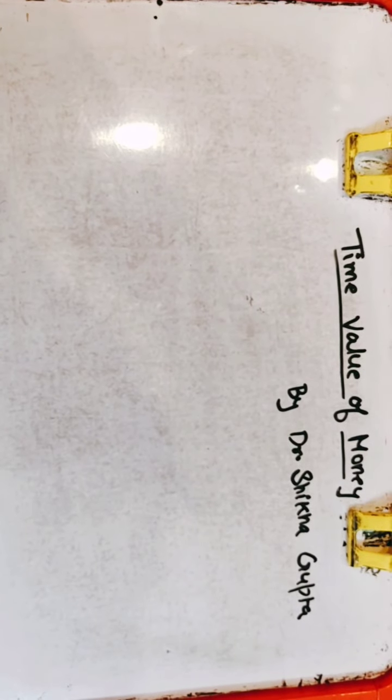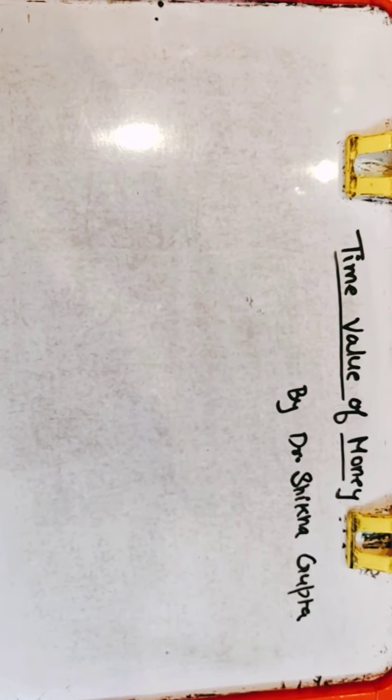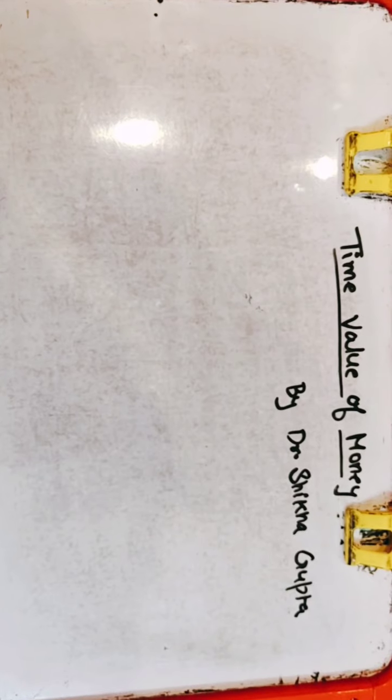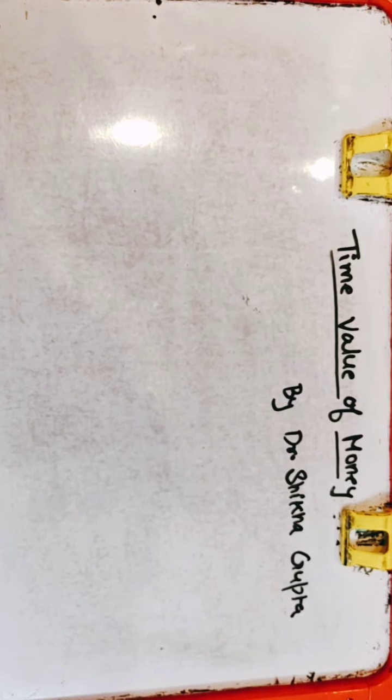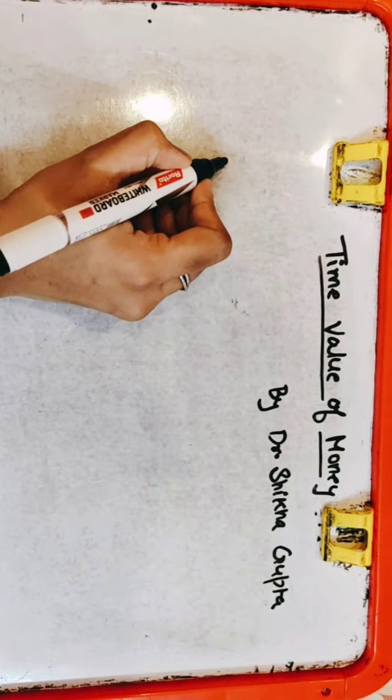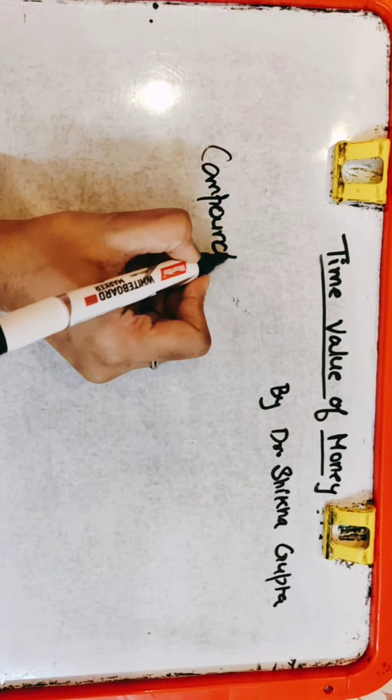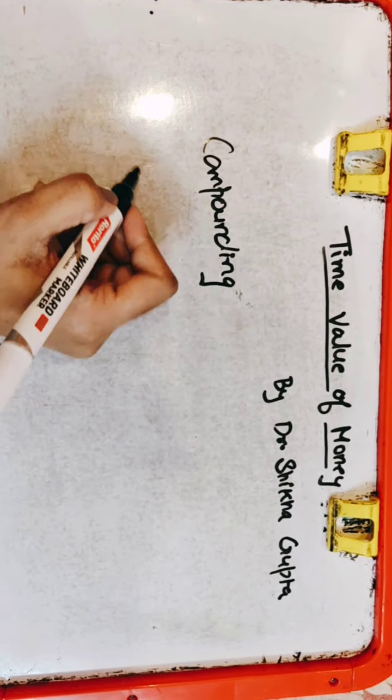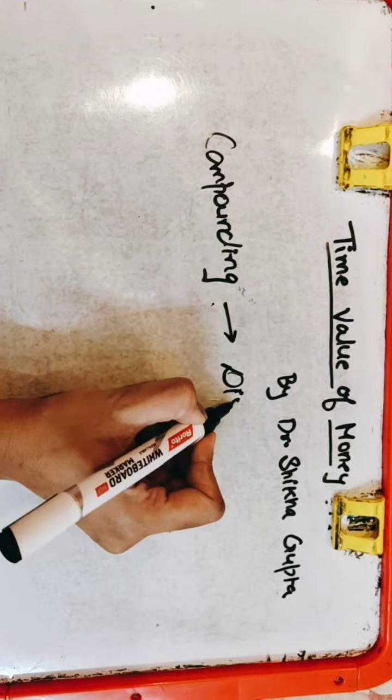Viewers, welcome back to my channel, and today we are going to take one of the important topics of financial management, that is time value of money. We all have done compounding in our 11th and 12th, but the opposite of compounding is discounting, right?